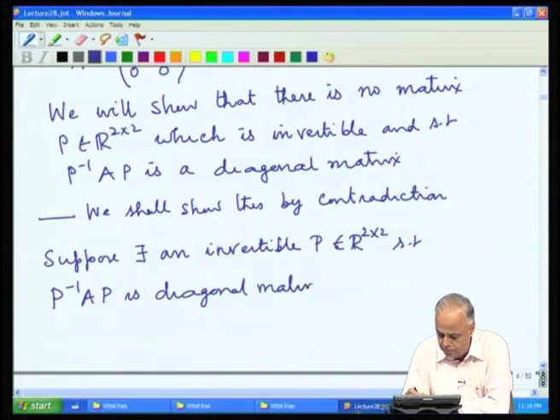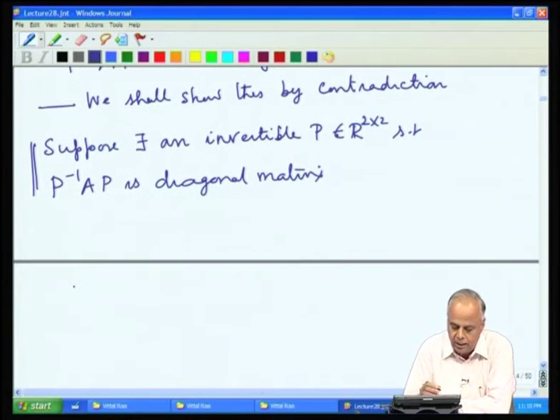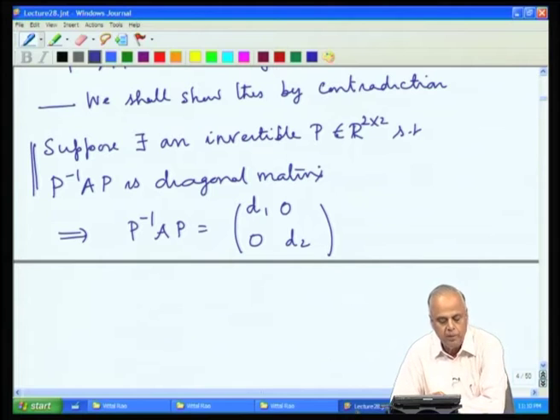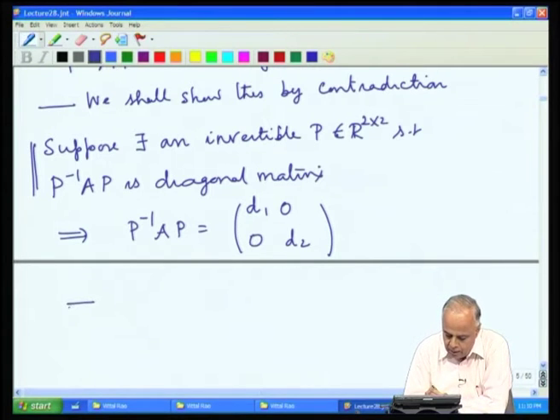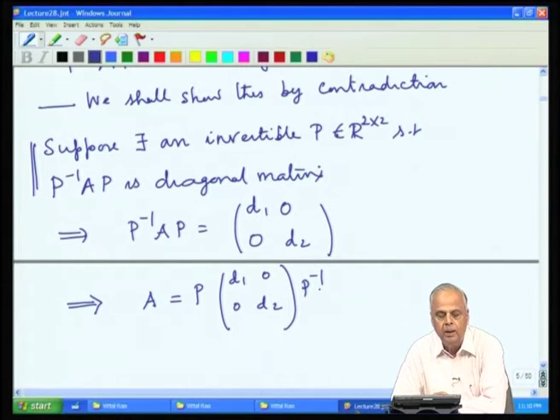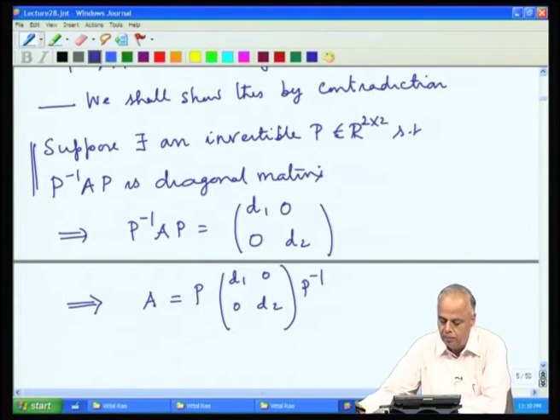Suppose it is possible; we shall show that this leads to a contradiction. So, if that is the case, we have P inverse A P is equal to a diagonal matrix, let us call it D1, D2, 0, 0. Suppose P inverse A P is a diagonal matrix, that says A is P times the diagonal matrix times P inverse. By pre-multiplying by P and post-multiplying by P inverse on both sides, we get A equal to this matrix.